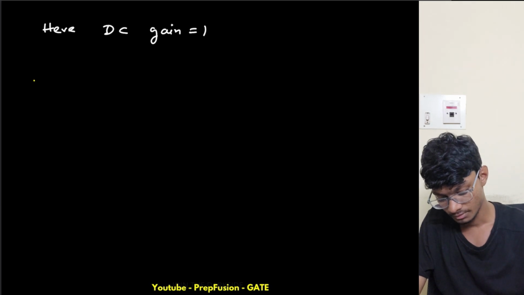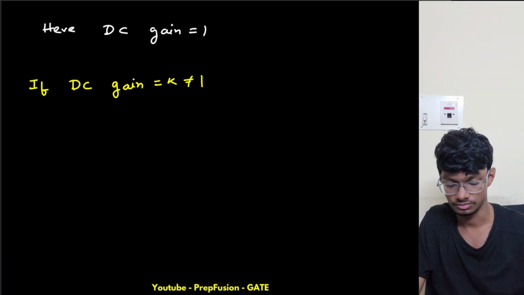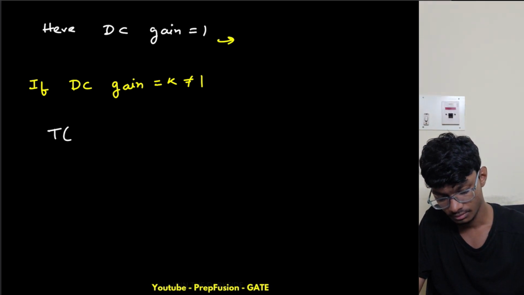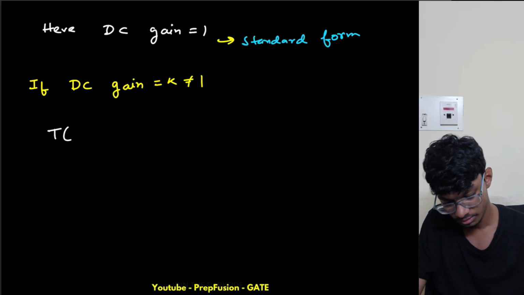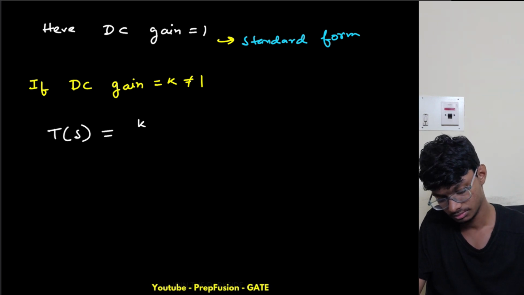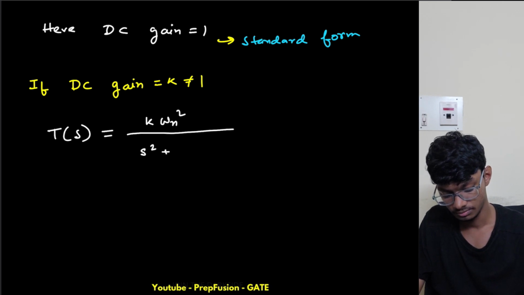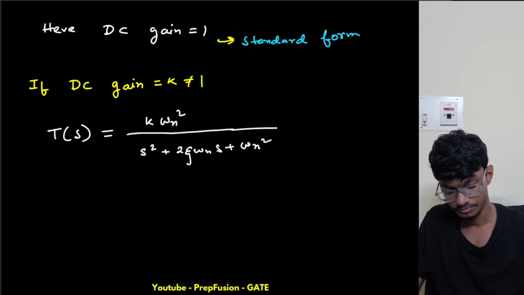If DC gain equals k, what if my DC gain is k, which is not equal to 1? Now I will replace my transfer function like this. So this was the standard form. Now this transfer function will be k times omega n square, divided by s square plus 2 zeta omega n s plus omega n square. So this is basically my transfer function.